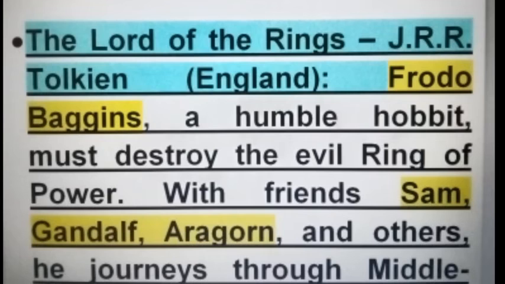The next book is from England, that is J.R.R. Tolkien's book, The Lord of the Rings. Frodo Baggins, a humble hobbit, must destroy the evil Ring of Power. With his friends Sam, Gandalf, Aragorn, and others, he journeys through Middle-earth.